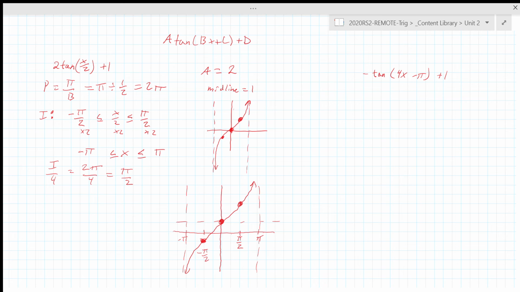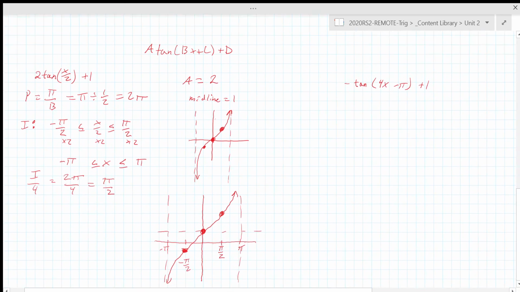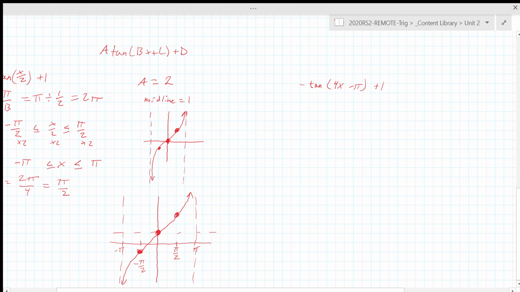Okay, but what about negative tangent? How does that change things for us? Well, it doesn't change a whole lot until that very last step. So we're still going to find the period by doing pi divided by b, or pi over 4. And then for our interval, we're going to do negative pi halves less than or equal to 4x minus pi less than or equal to positive pi halves.